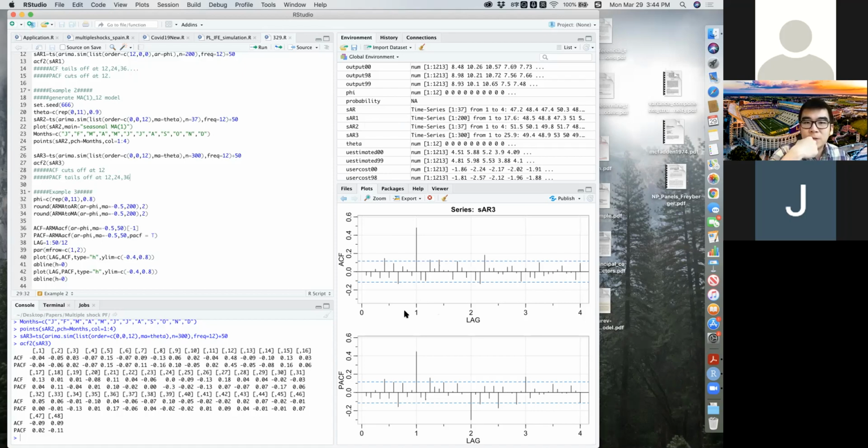So I asked you, what is the correct order of this model? The correct order of this model is that we want this model to be a valid ARIMA model. In other words, it's going to be causal and invertible.